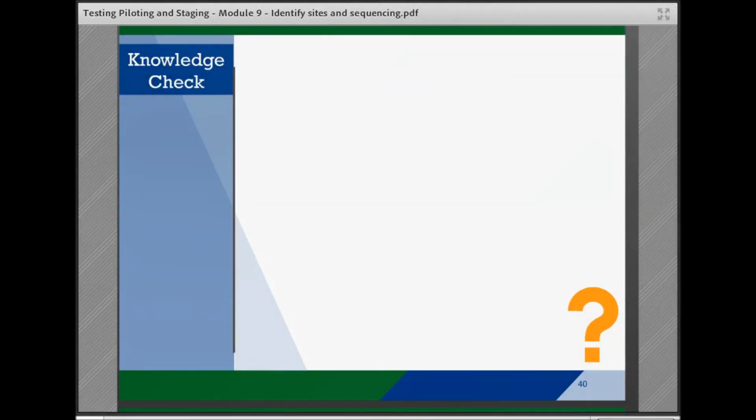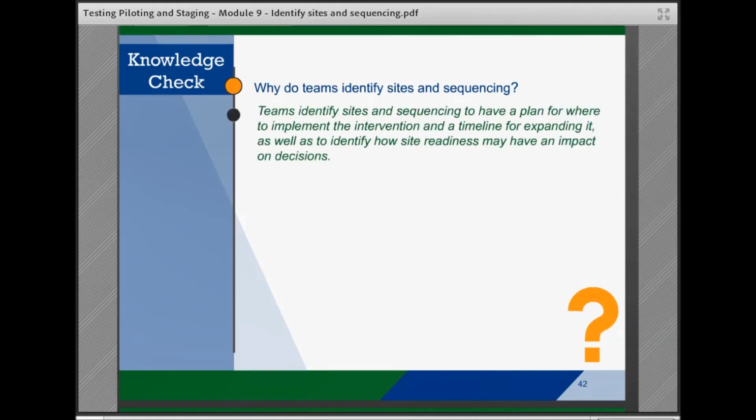Let's take a moment to check in on what you've learned about identifying sites and sequencing during staging and scaling up. Why do teams identify sites and sequencing? To have a plan for where to implement the intervention, a timeline for expanding it, and to identify how site readiness may impact decisions.